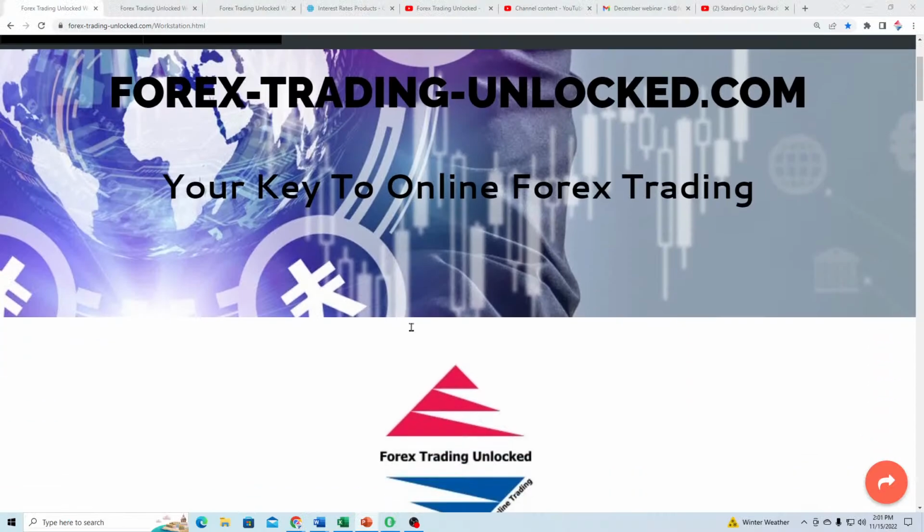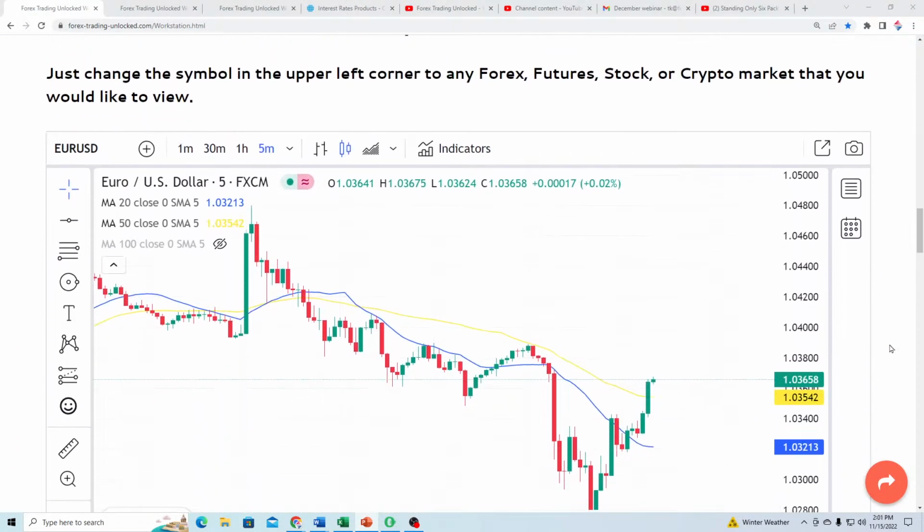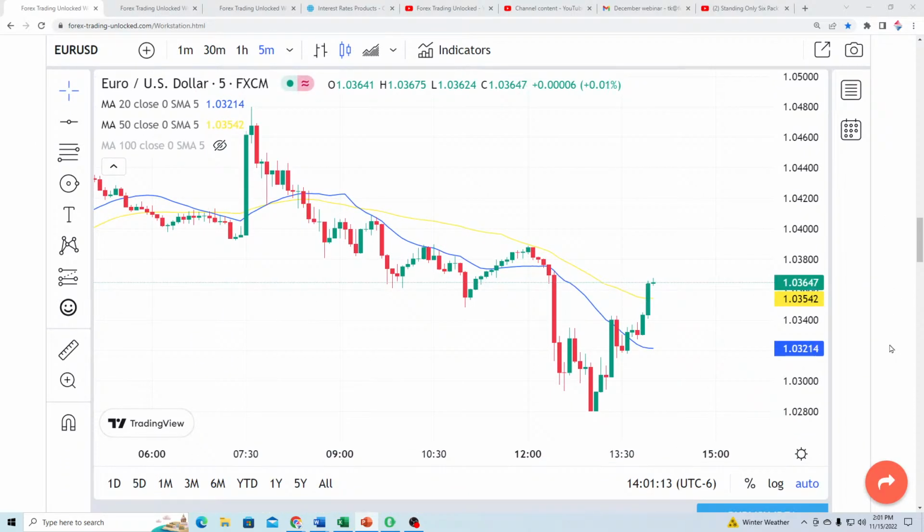Okay, so we have the forex-trading-unlocked.com website pulled up, and we already have a workstation page going where we have two moving averages. We have the 20 and the 50 up.